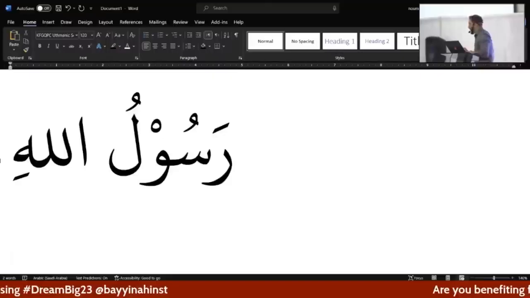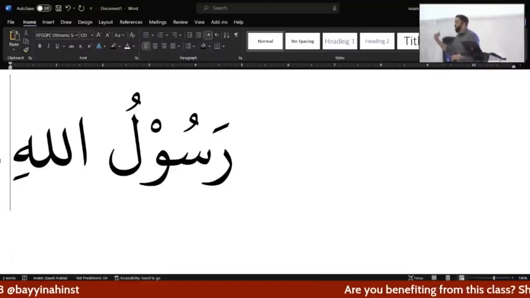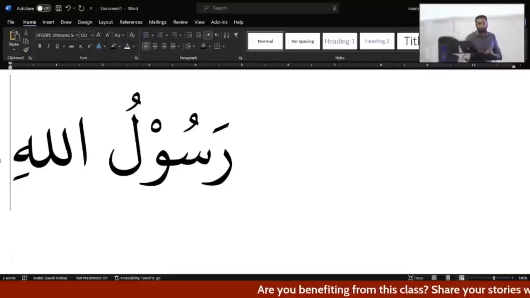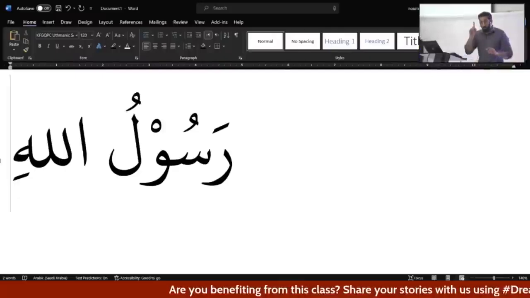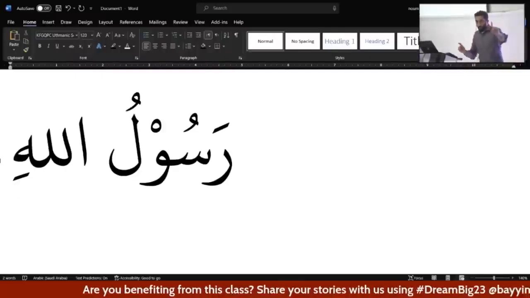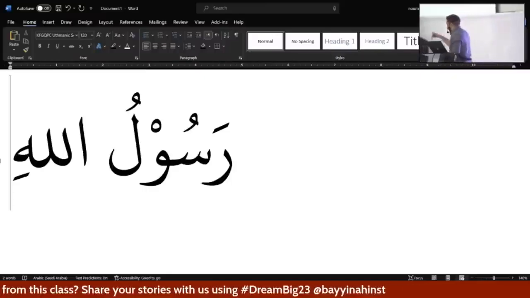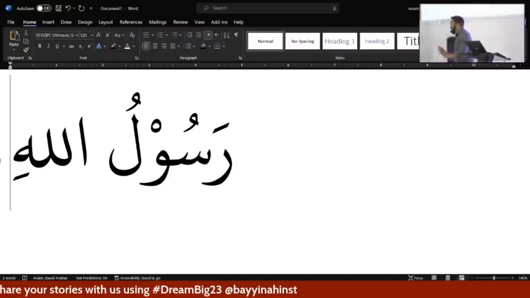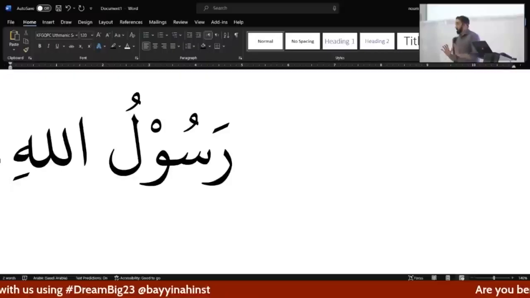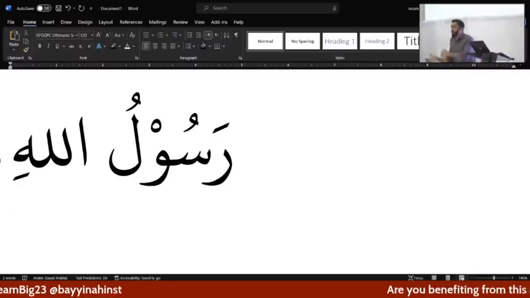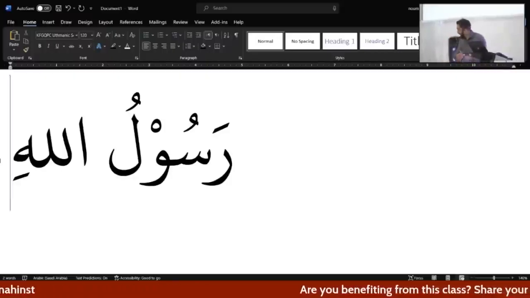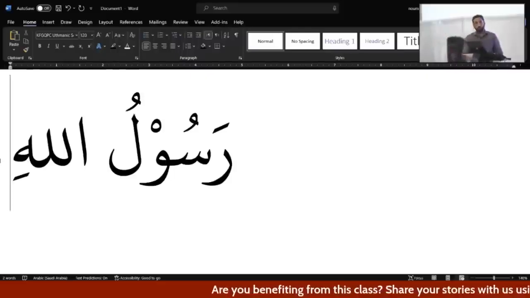Have you heard this a million times? What is the condition on a mudaf? Light. Is Rasulu light? Does it have al? Looks like it might be a mudaf, but we can't be sure unless we find a mudaf ilayh right after it. Let's look at the next word, the word Allah.